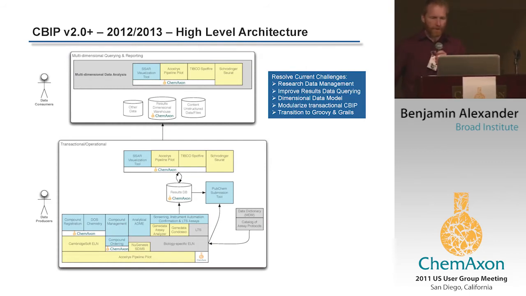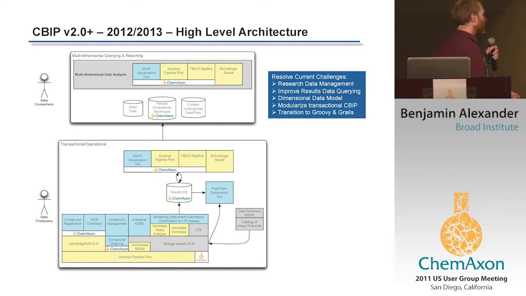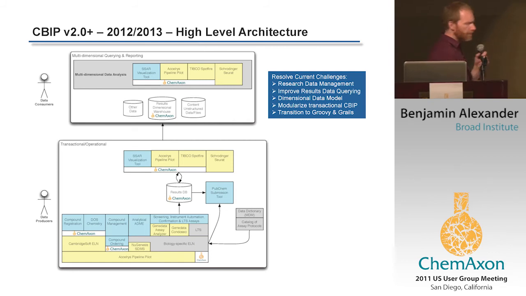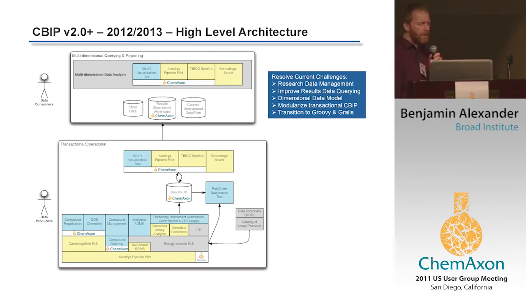Where do we want to go in the future? Well, here's a picture of where we'd like to go with version 2+. Much of this looks very similar, which is a good thing. It means that our architecture, which is used by many, is solid and is providing for our users' needs.